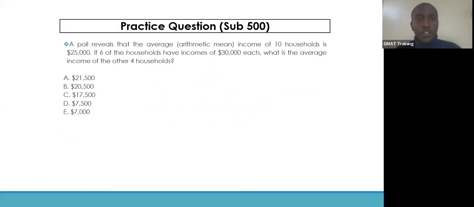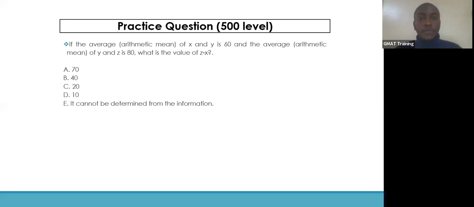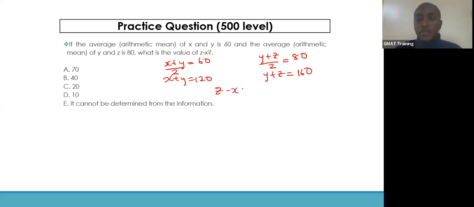Let's try this other question. Please pause, give it a try, then I'll jump in. If the average, that's the arithmetic mean of X and Y, equals 60, then we know that X plus Y equals 120. And the arithmetic mean of Y and Z, divided by 2, equals 80, so we know that Y plus Z equals 160. What's the value of Z minus X?